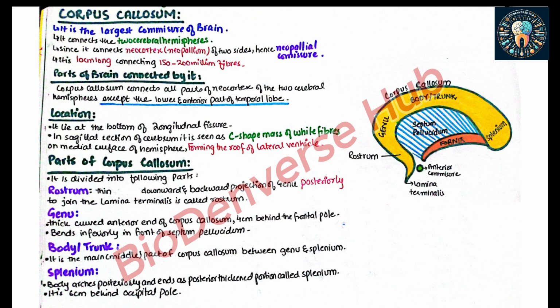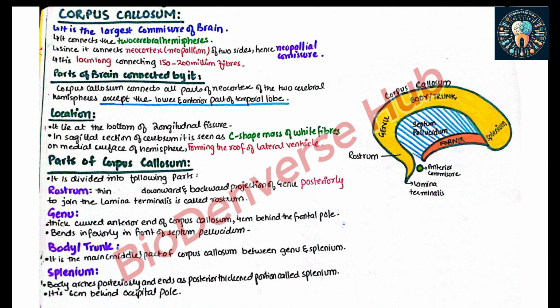Now, as far as the parts of the corpus callosum are concerned, it is divided into the following parts. The rostrum is the thin, downward and backward projection of the genu, posteriorly joining the lamina terminalis. The genu is the thick and curved anterior end of the corpus callosum, 4 cm behind the frontal pole. It bends inferiorly in front of the septum pellucidum. Then it has a body, or trunk, which is the main middle part of the corpus callosum between the genu and the splenium.